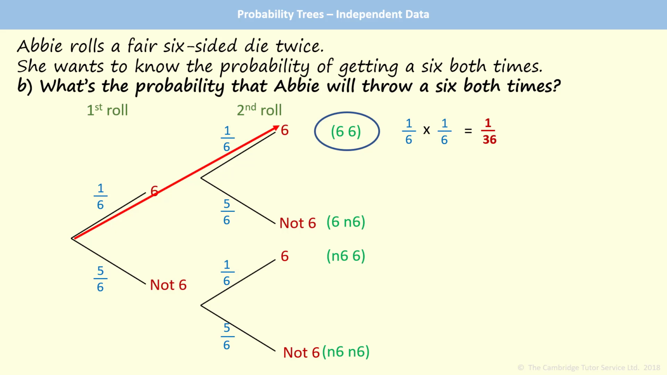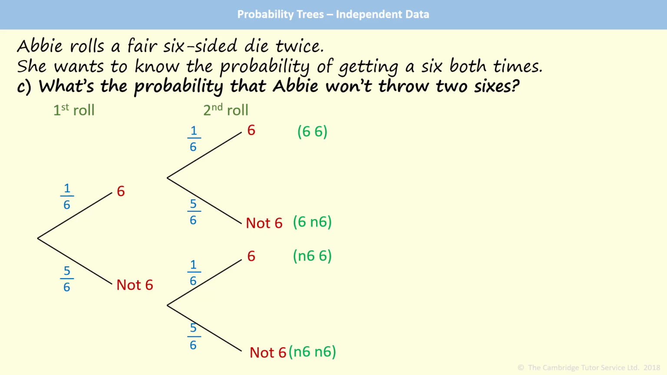When you do these, just check whether you can simplify the fraction at the end, but in this case you don't need to. A different kind of question here, and there's a bit more to this one. What's the probability that Abby won't throw 2 6s?